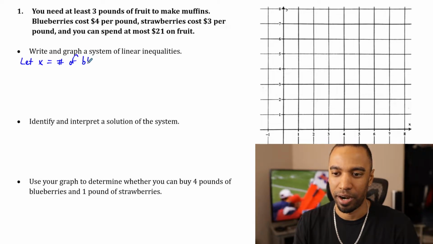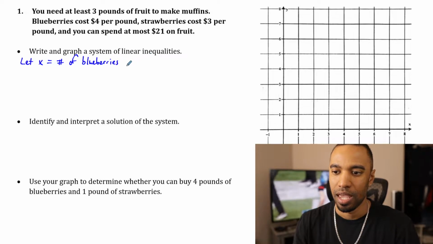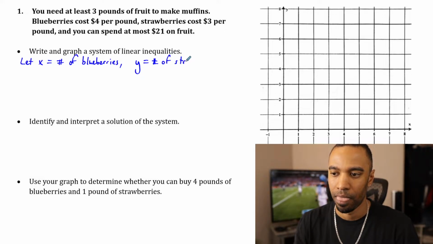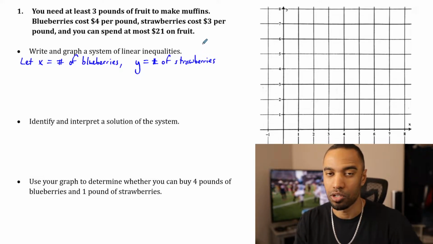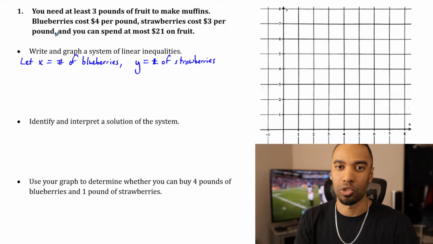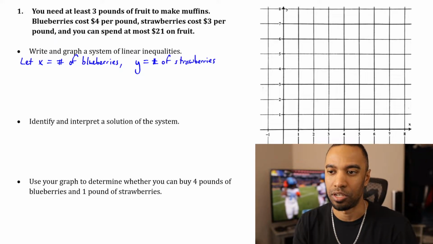All right, number of blueberries that you're going to purchase. I'll just put number of blueberries. And then I'm going to let y equal number of strawberries. All right, now we're going to create two inequalities to create a system for this. And I'll let you know there are some problems where we create more than two. Actually, here, I'm going to talk to you also about what are called implied inequalities. And you'll see what I mean when I do them.